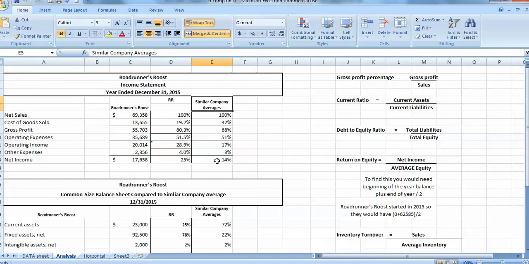In the next video, we are going to be looking at a horizontal analysis, which allows us to see how we did from year to year.